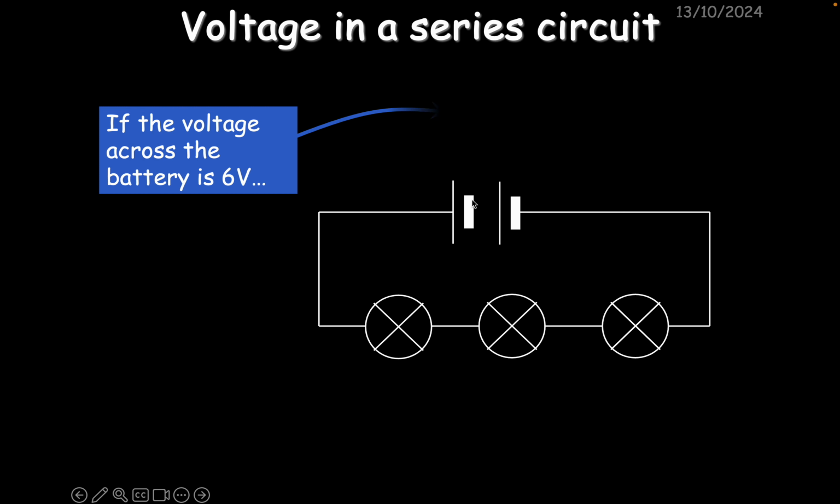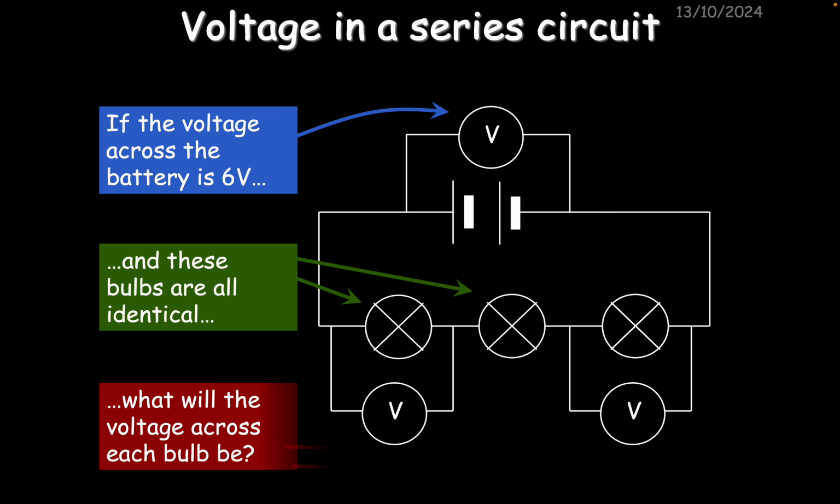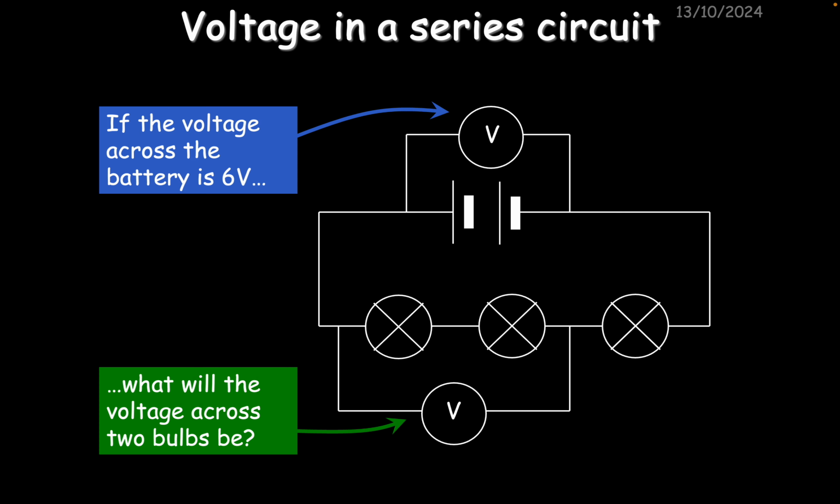So if we have 6 volts there, and a voltmeter is checking that we do, and the bulbs are identical, then they will share it in exact amounts. So you're going to get 2 volts across each bulb. And if you put a voltmeter across 2 of the bulbs, then you'll get 4 volts in total. So in a series circuit, the voltage is shared between the components. And remember, voltmeters always go in parallel, whereas ammeters go in series.